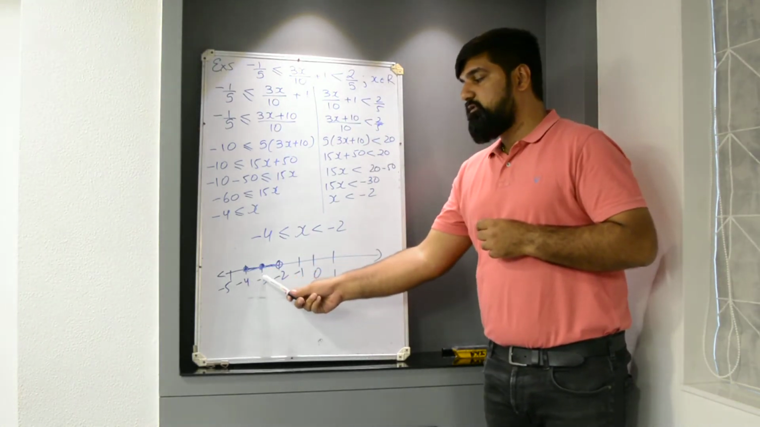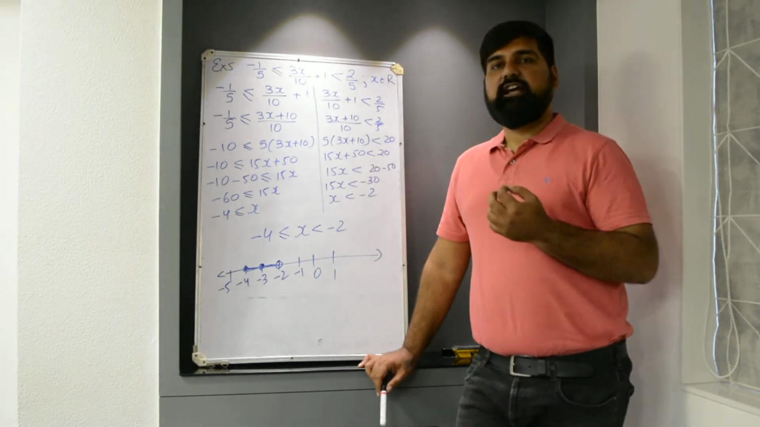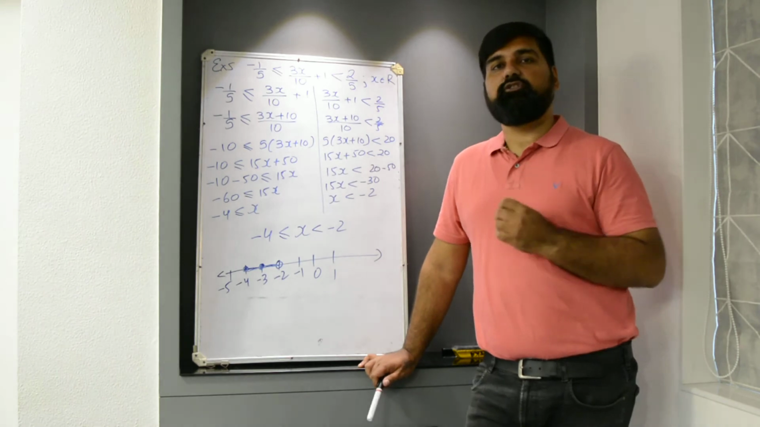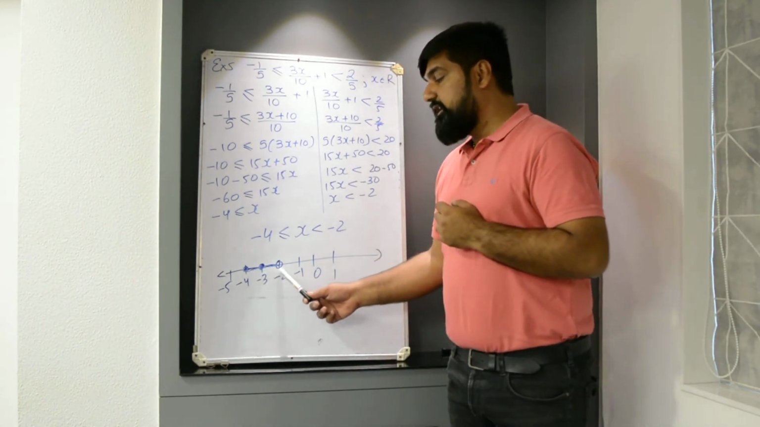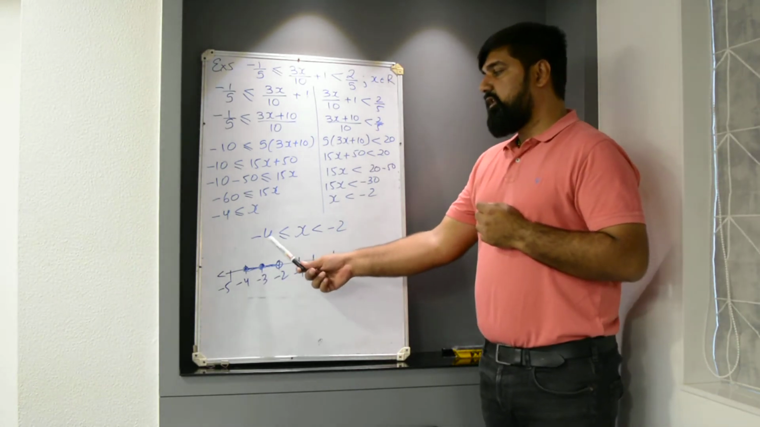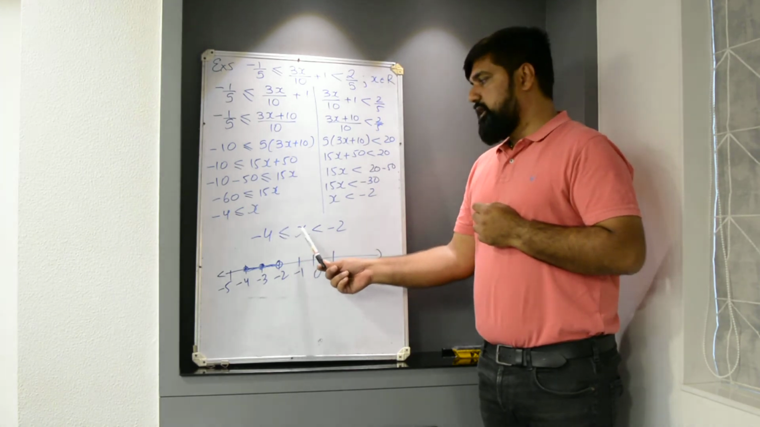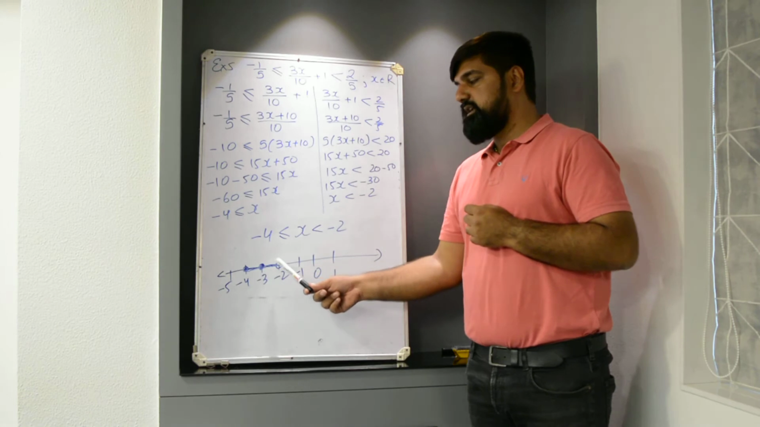the digits between -4 and -3, -3 and -2. So all those rational numbers which are between these digits are also the solution, and that is why we'll highlight the line in between. Okay, so this is the solution for -4 less than or equal to x, less than -2. So the solution is -4, -3 and -2.